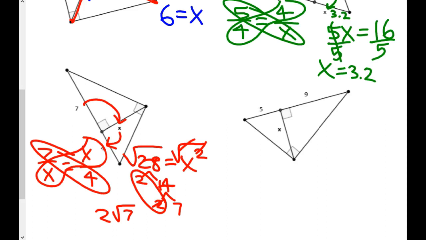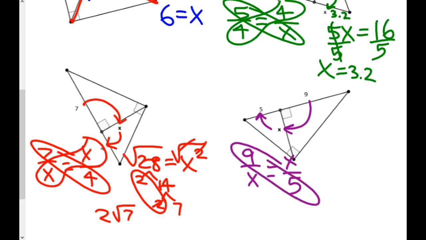All right, last one over here on the notes. Long over altitude equals altitude over small. So 9 over x equal sign x over 5. 9 times 5 is 45 equals x times x is x squared. We can't have the squared, so we have to square root.